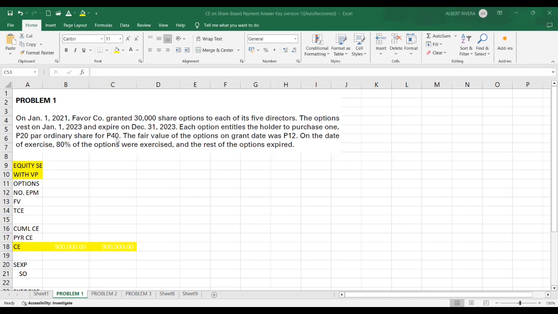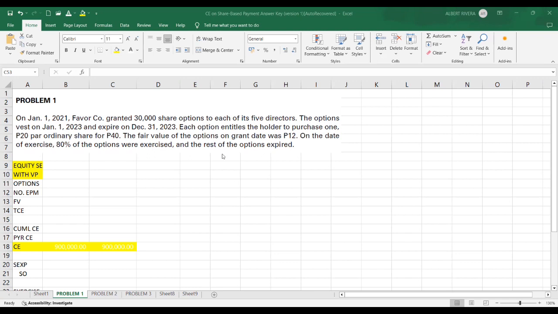And the fair value of the options at the grant date would be 12 pesos. So meaning that is the measurement. The measurement of the option at the date of grant, and that should be the number of options times the fair value at the date of grant. On that date of exercise, 80% of the options were exercised and the rest of the options expired. Meaning, 80% was only converted into ordinary shares and 20% were not exercised. Okay? So let's dissect first.